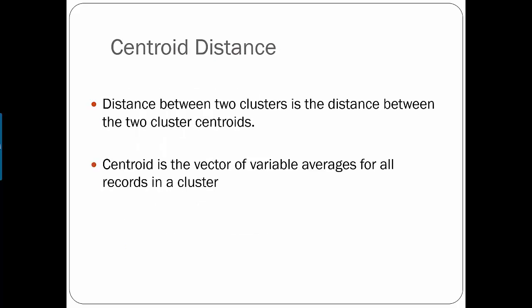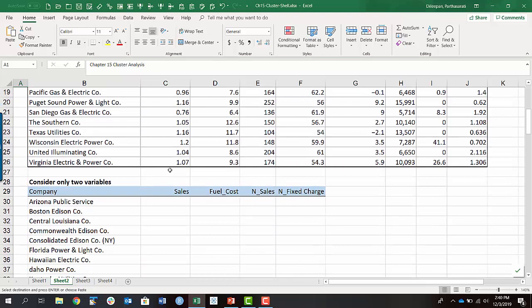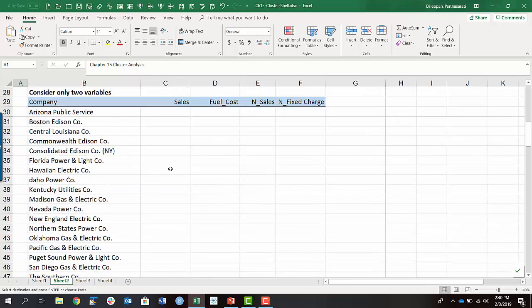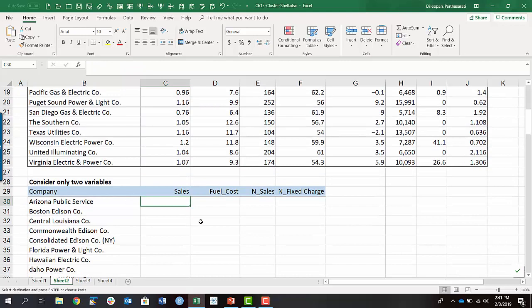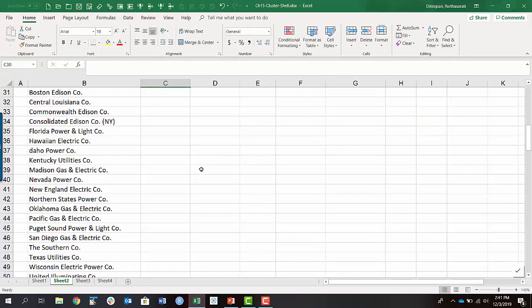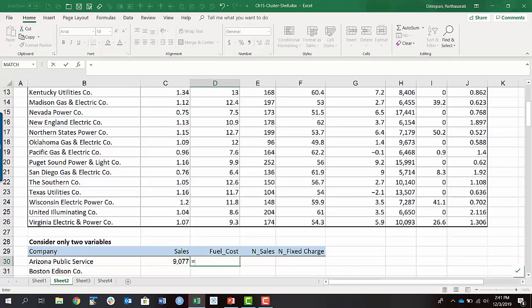Okay, now let's look at these distances in Excel. Okay, so now we are in sheet 2, the same data set. But we're going to look at only two variables, to keep the computation simple, and we're also going to do a z-score normalization, right? So we need the sales and the fuel cost, right?